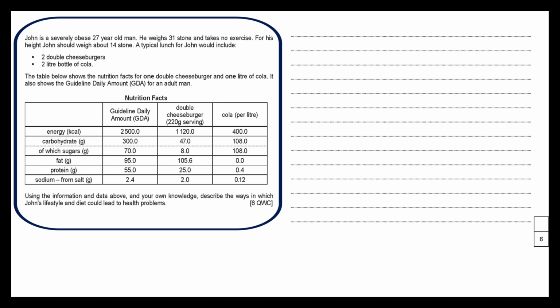This question requires us to use the information and the data and your own knowledge to describe the ways in which John's lifestyle and diet could lead to health problems. This is a 6-mark question, so we need to be mindful of the quality of our written communication.